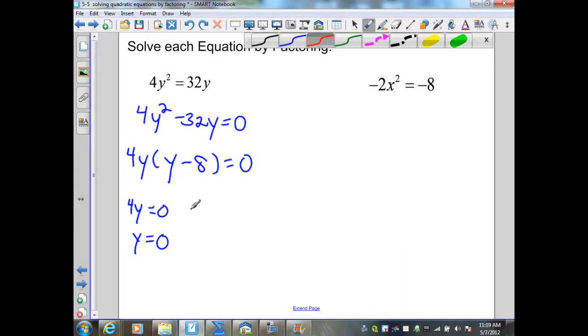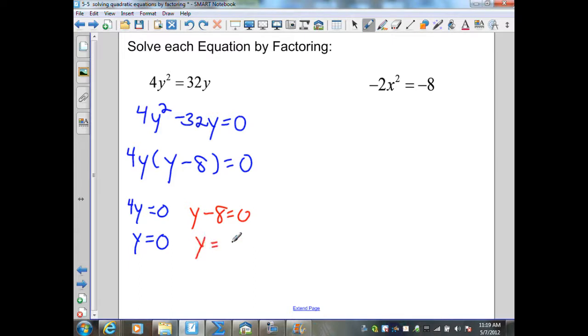And I have y minus 8 equals 0, and y equals 8 when I solve. And here are my solutions.